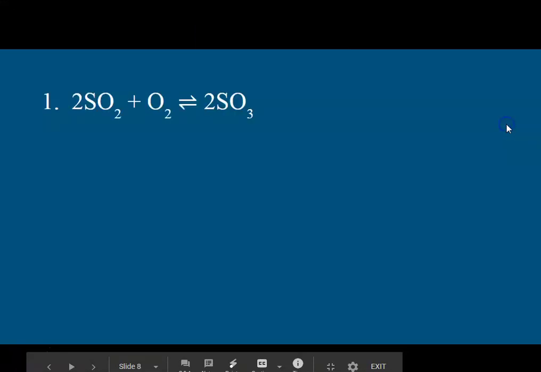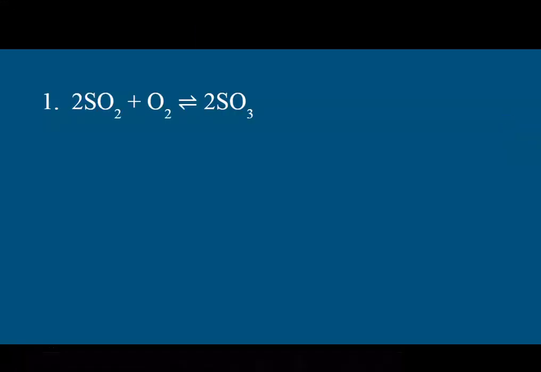So let's have a look at an example. How do we start with that? Well, we simply write Kc equals. It's as easy as that. But what does it equal? Products divided by reactants. Anything else going in there?